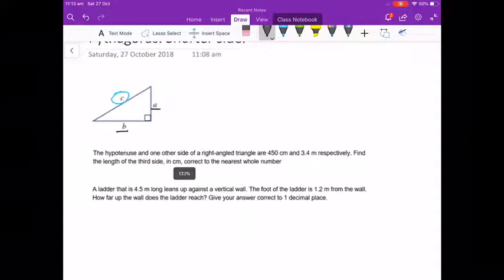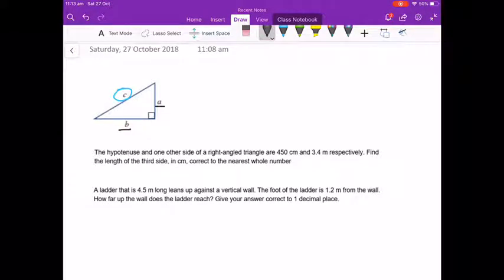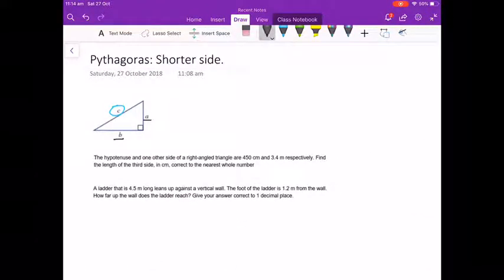The hypotenuse and one other side of a right angle triangle are 450 centimetres and 3.4 metres respectively. Find the length of the third side in centimetres, correct to the nearest whole number.